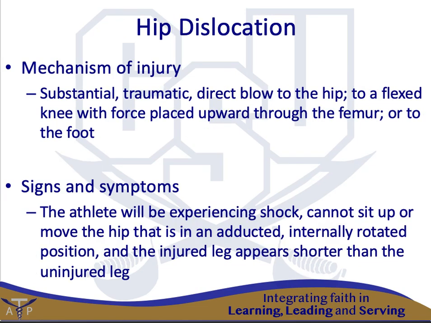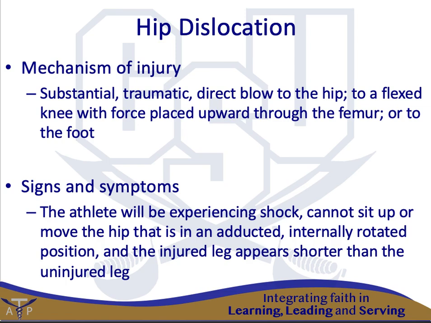Next, we have a hip dislocation. A hip dislocation occurs when the femoral head displaces from the acetabulum of the pelvis. Most of these are posterior dislocations, and the femoral head is forced backwards out of the joint. For a mechanism of injury, a substantial traumatic direct blow to the hip needs to occur to a flexed knee with a force placed upward through the femur. So really you're taking that leg and forcing it posteriorly.